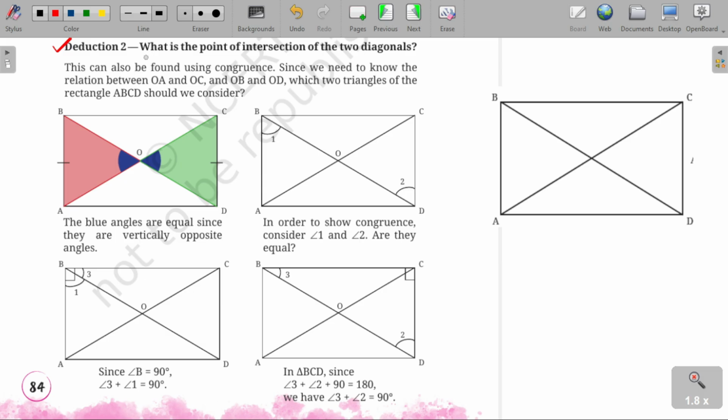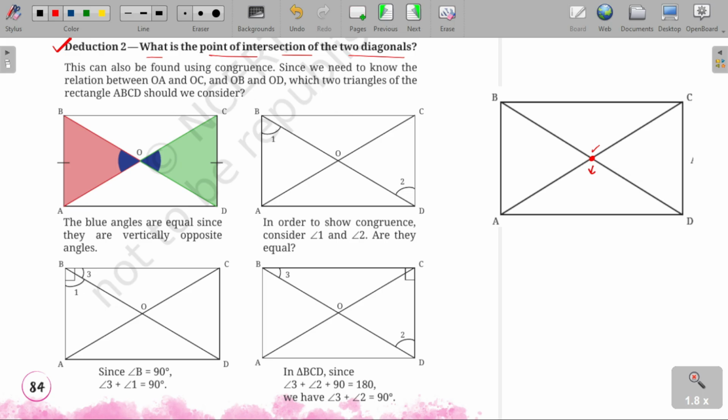Deduction number 2 is: what is the point of intersection of the two diagonals? As I told you in the last class, we have a rectangle ABCD and two diagonals are given here. Now we will deduce where these two diagonals intersect. What is that point? You need to find this out. What is the role of this point in the rectangle? We'll do it today.